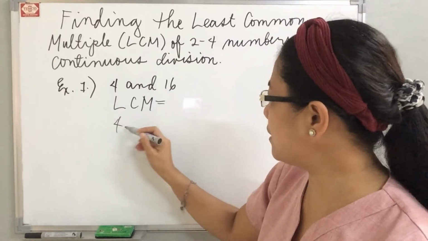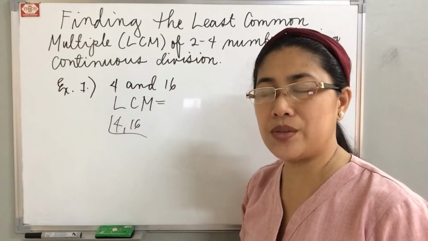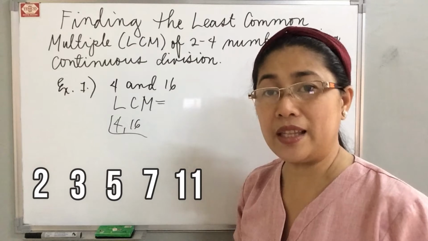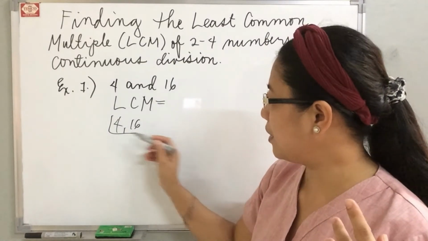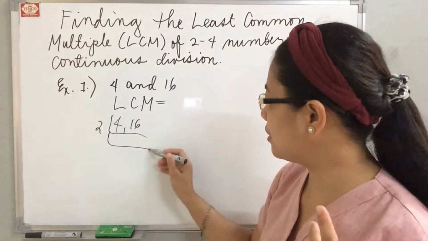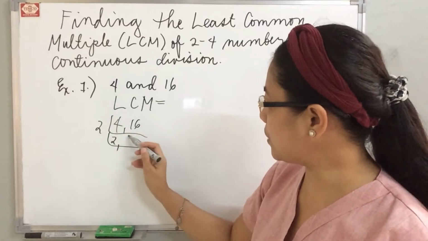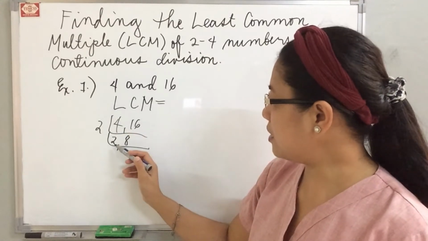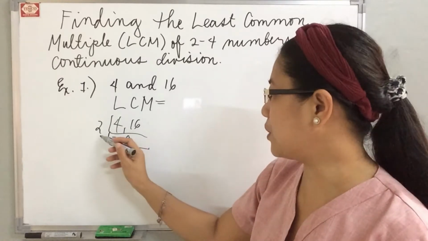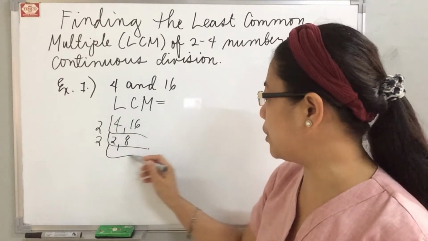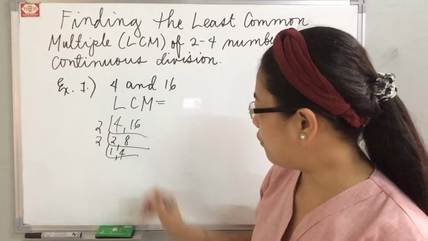So let's write 4 and 16 horizontally. And then, what are our prime divisors? We have 2, 3, 5, 7, and 11. So let's try number 2. Can we divide both 4 and 16 by 2? Yes. Okay, so let's write number 2. 4 divided by 2 is 2. 16 divided by 2 is 8. Now, are 2 and 8 still divisible by 2? Yes, of course. So let's divide them again by number 2. So 2 divided by 2 is equal to 1, and 8 divided by 2 is 4.